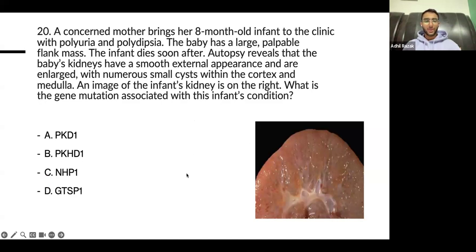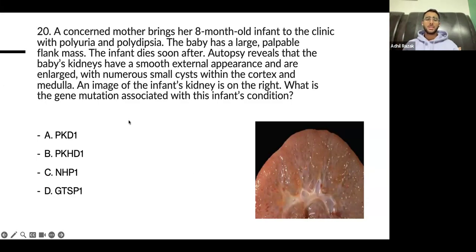We have a very quick answer here, but let's go through the question anyway. We have an 8-month-old infant who presented to the clinic with polyuria and polydipsia. More urine goes out, more water comes in. That's pretty much what polyuria and polydipsia are. The baby has a large palpable flank mass. The infant dies very soon. Autopsy reveals the kidneys have a smooth external appearance and are enlarged, with numerous small cysts within the cortex and the medulla. You can see the image here. You see these tiny bubbly things, and you know the diagnosis.